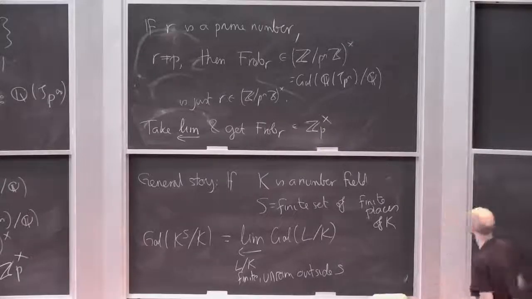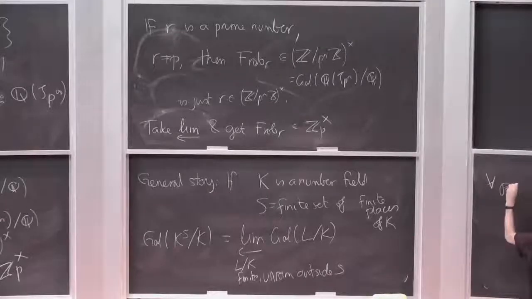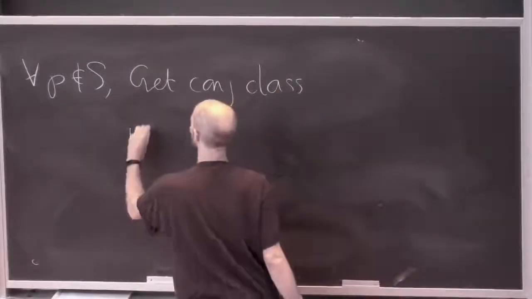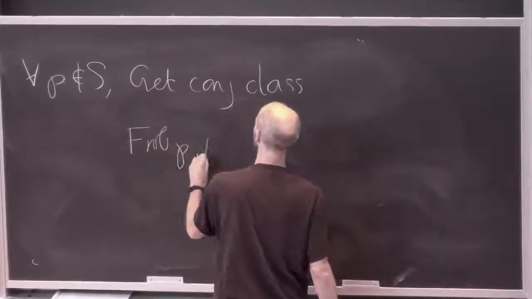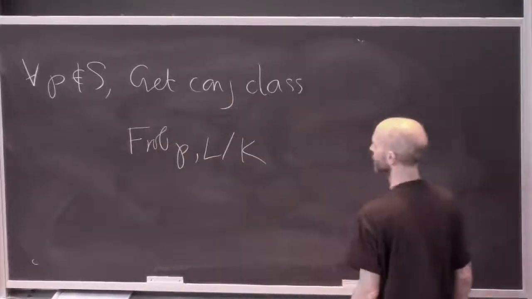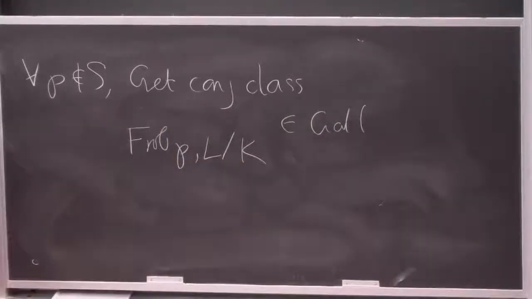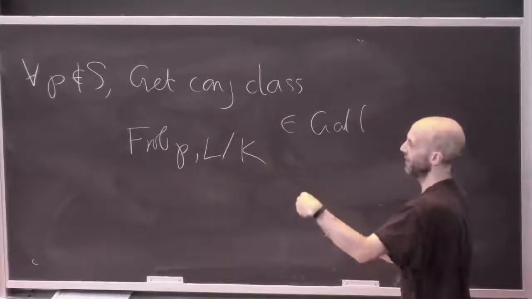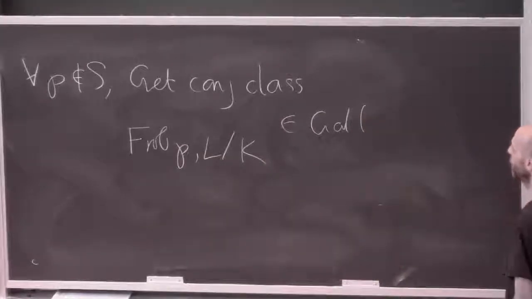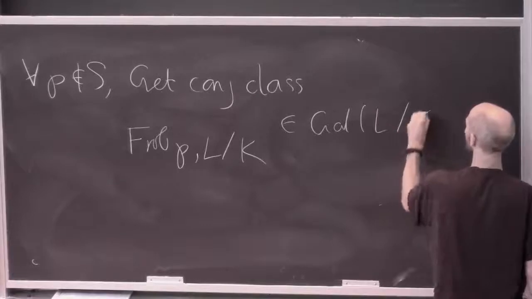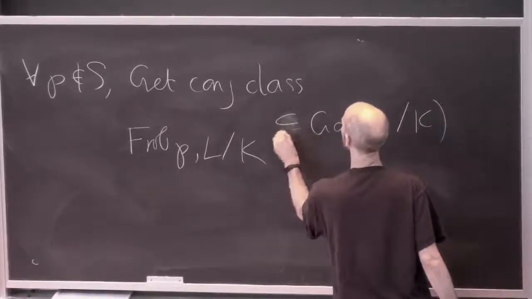Finite, unramified outside S, and then for all primes 𝔭 not in S, we get a conjugacy class Frob_𝔭, if you like, for L over K, just to be clear, living in Gal. Oh, this is Galois. These are Galois, or else I can't make sense of it. It's all right for a random finite extension: you just replace it with the Galois closure. Frob_𝔭 for L over K lives in Gal(L/K). No, conjugacy class.